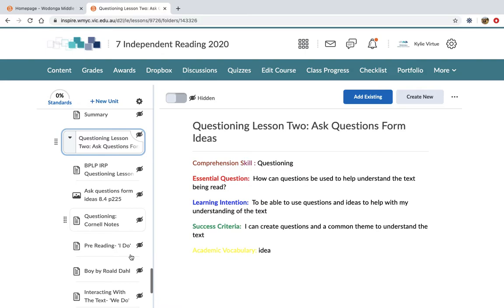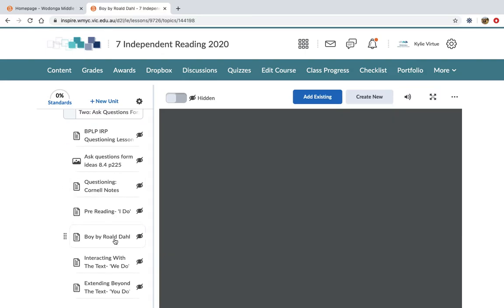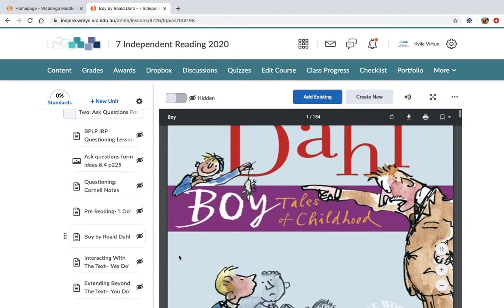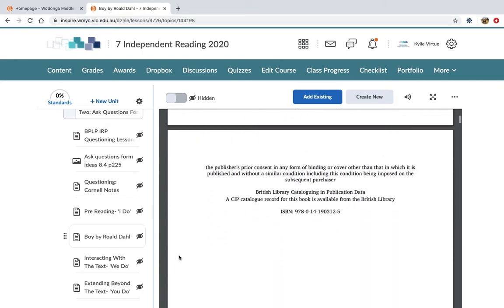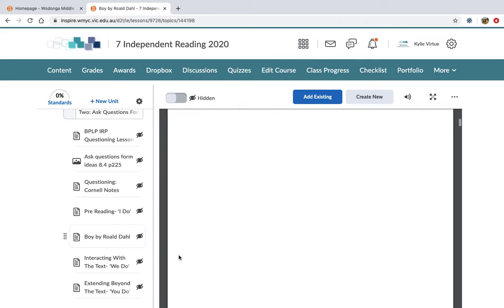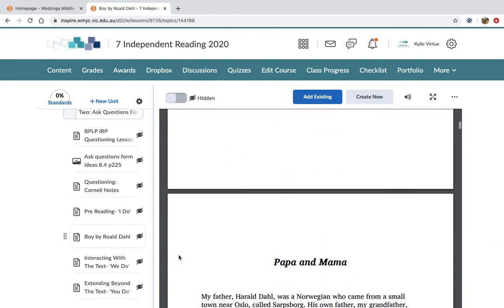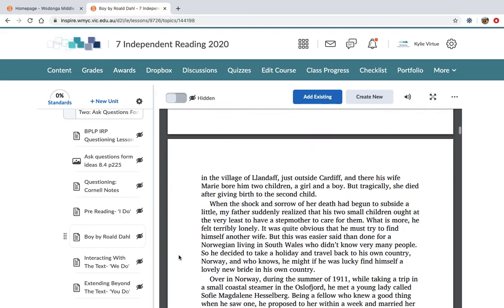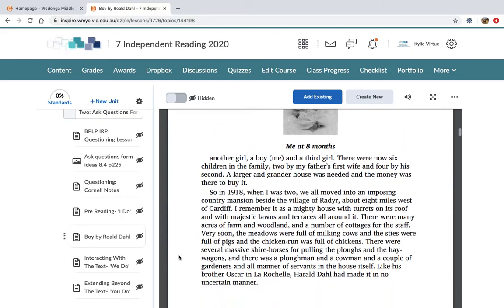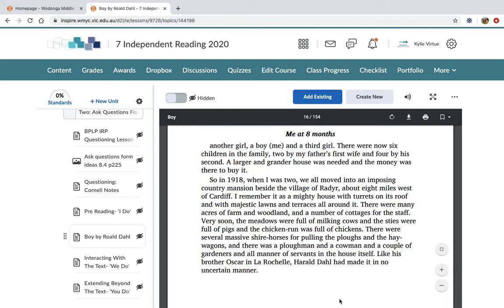So if we go down to that wonderful book, Roald Dahl, that wonderful autobiography, I'm just going to go to one page that I'm going to read to you. It's one I picked out a little bit earlier that I thought might be good, because I know that you guys did 3 pages of reading the other day. So if I go to here, me at 8 months old, I'm just going to read this piece of text, okay?